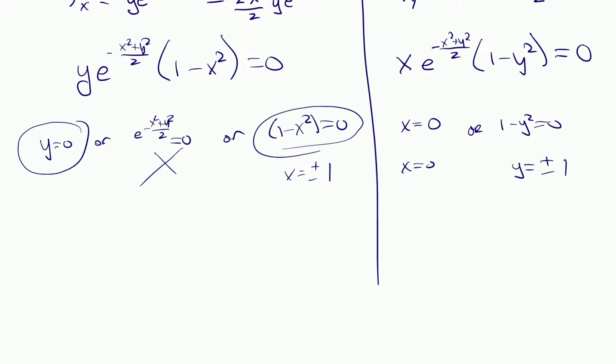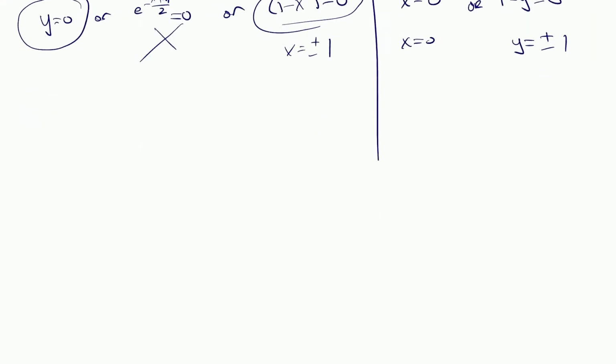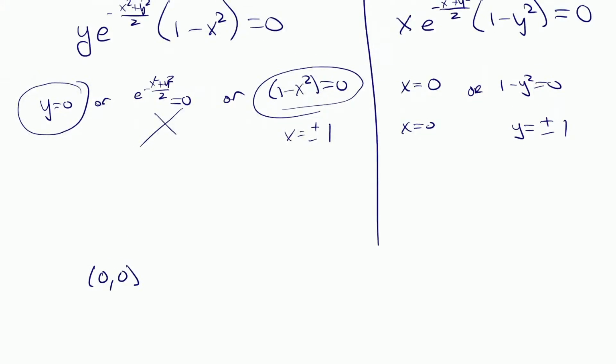The long and the short of it is that if you let y equal 0, then x equals 0 is your only option over here. So one of the critical points is going to be 0, 0. And then if you let x equal positive 1, both of these are possibilities. And if you let x equal negative 1, both of these are possibilities. So there's actually 4 critical points: 1, 1; 1, negative 1; negative 1, 1; negative 1, negative 1.